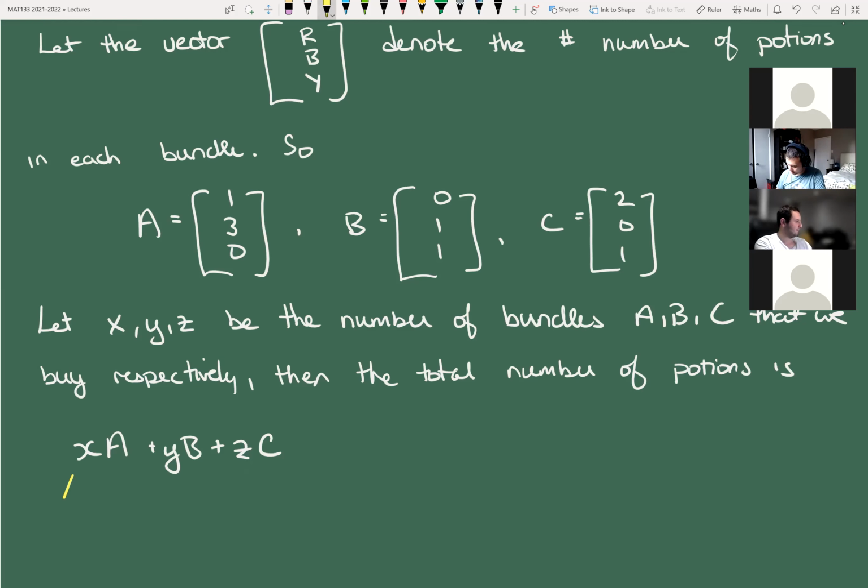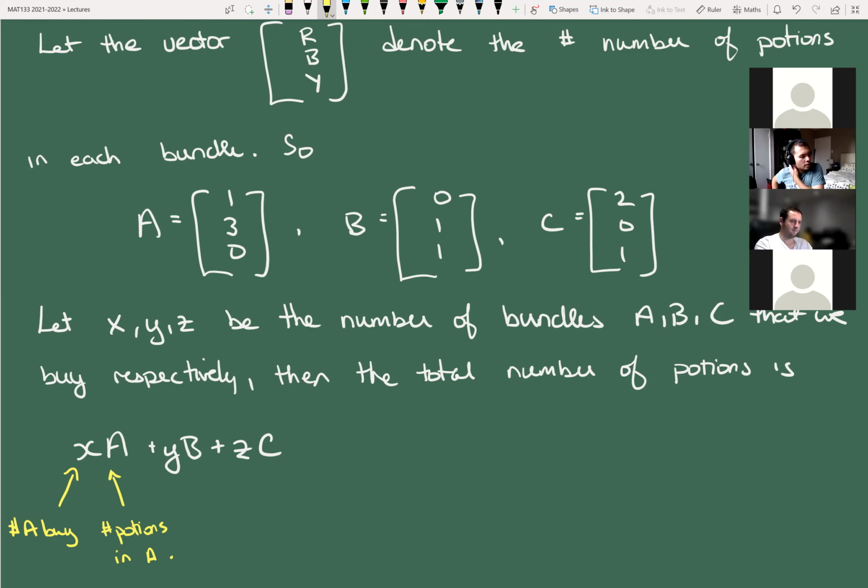But maybe let me annotate this. So this is the number of A that we buy, and this is the number of potions in A. So do we agree that X times A is the number of potions that we bought in total from bundle A, right? That vector is acting sort of like a basket. And then X is telling me how many of those baskets I actually purchased, right? So if I had 3 times A, that's saying I bought 3 bundles of A, and it's keeping track of how many of each potion that I've bought, right?